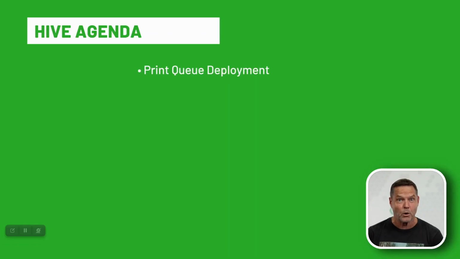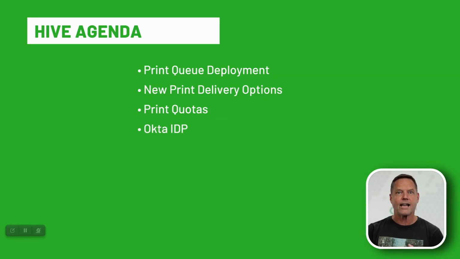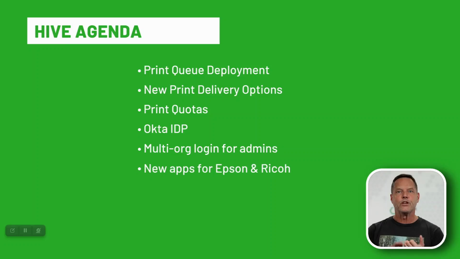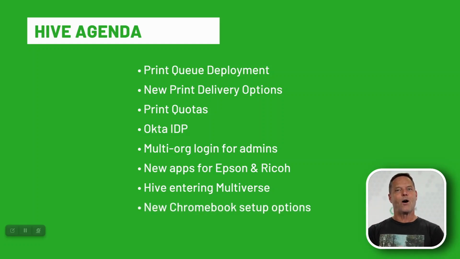Strap in! Today we're taking a look-see at shiny new features such as print queue deployment, new print delivery options, print quotas, Okta IDP, multi-org login for admins. I've run out of fingers now. The new Papercut Hive printer app for Epson and the new Papercut Hive printer app for Ricoh. Plus, there's recent additions including Papercut Hive entering the multiverse and fancy new Chromebook setup options.